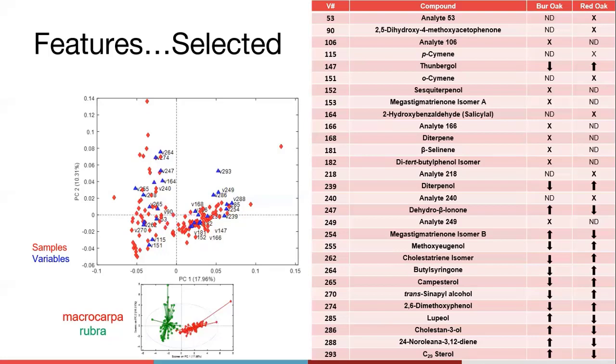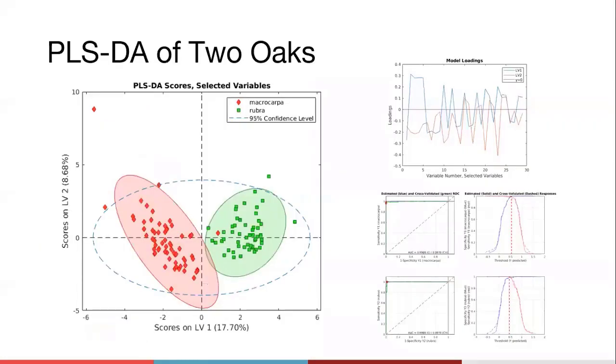So taking these features that were selected, then we could maybe build a classification model. Well, I won't say maybe, I actually did it. So if you perform partial least squares discriminant analysis on the 2 oak species with the data set that I had been showing you before, we will yield a scores plot like this, which is very nice.